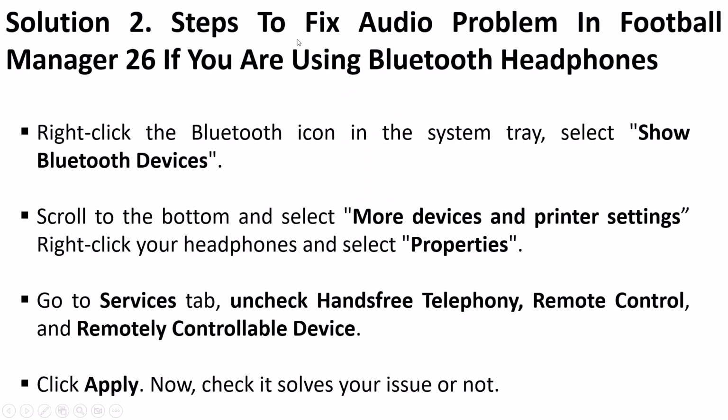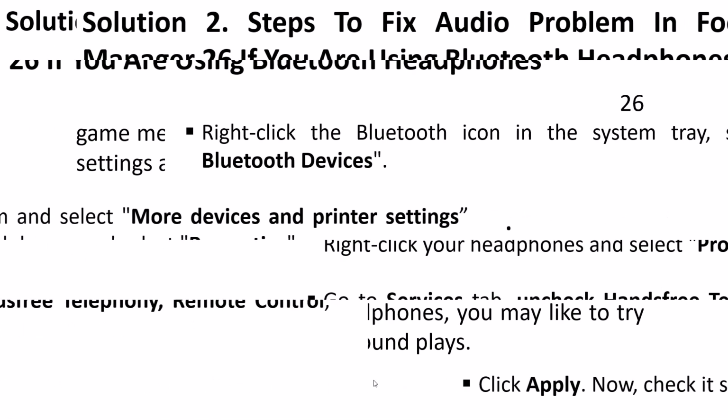Solution 2: steps to fix sound problem or audio problem in Football Manager 26 if you are using Bluetooth headphones. So right click the Bluetooth icon in the system tray, select Show Bluetooth devices, scroll to the bottom and select More devices and printer settings. Right click your headphones and then select Properties. Now go to the Services tab and check Hands-free Telephony, Remote Control and Remotely Controllable Device. Click on Apply and then check if your problem is solved or not.